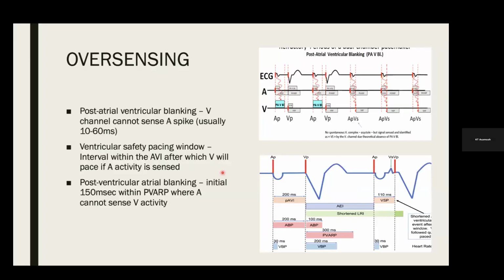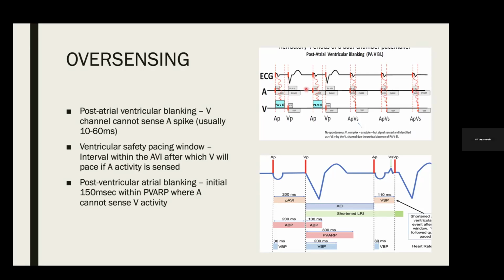In order to prevent this, another time is introduced. Now there's a period called the post-atrial ventricular blanking. So that is over here. So you see after the paced atrial impulse, it initiates the post-atrial ventricular blanking timer. During this time, the ventricular lead is blind. It can't see anything. So once this time is there, the ventricular lead will not be able to see the atrial spike. So then it eliminates the crosstalk. But this period is very short, 10 to 60 milliseconds.